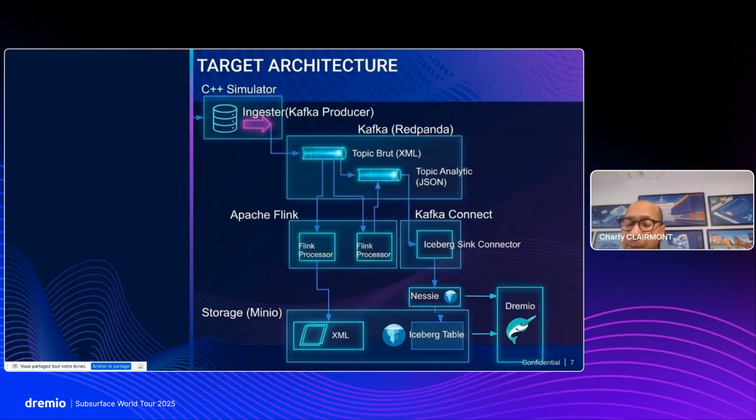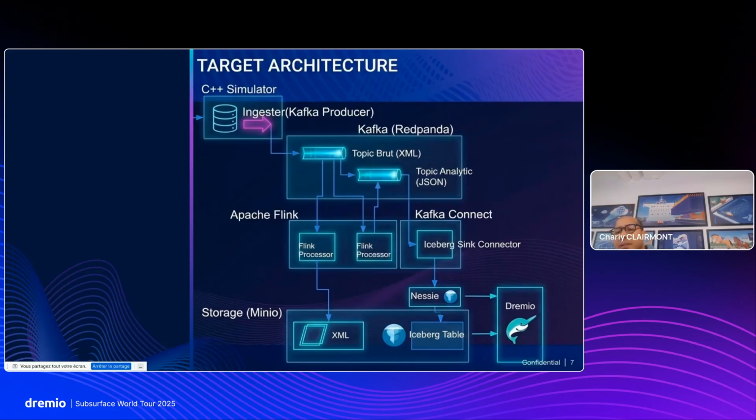because we have the constraint of 20 milliseconds. So finally, we push the data in XML to a Kafka topic. We have Flink to manage the real-time processing. We have two processors in Flink, one to store the XML file on MinIO storage, and another one to translate the XML data into JSON.